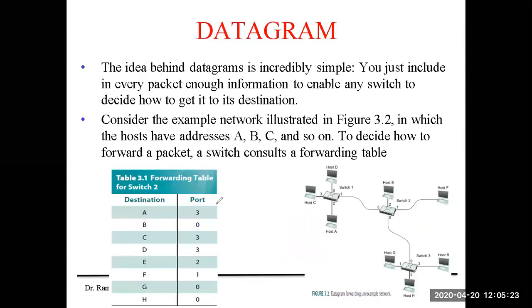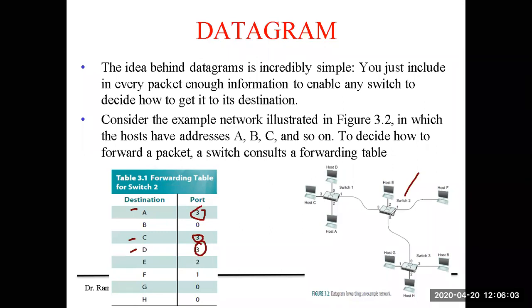Now, this is an example forwarding table that is maintained at switch 2. You can see the forward table for switch 2, destination A. From switch 2, how to reach A? You can reach A through port number 3, to switch 1. Switch 1 is attached to hosts A, C, and D, so A, C, and D can be reached through port number 3.